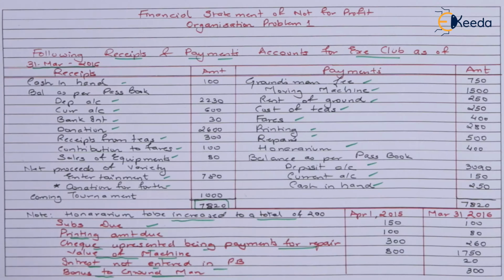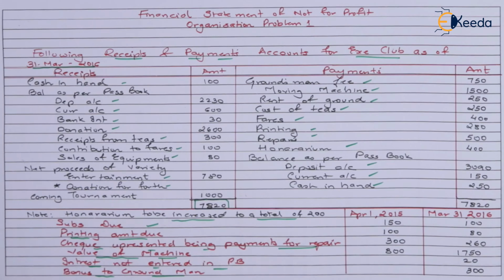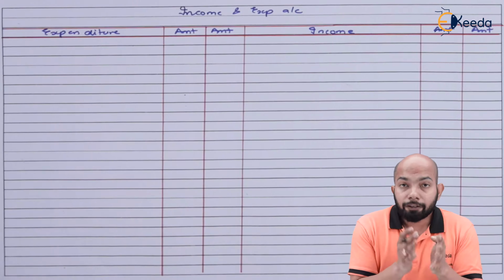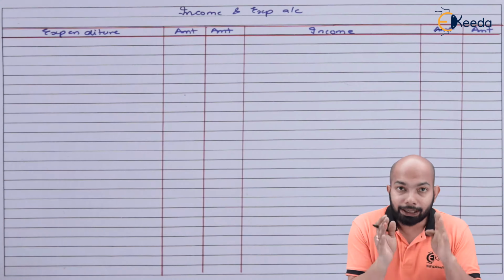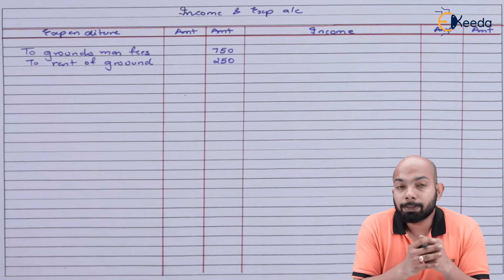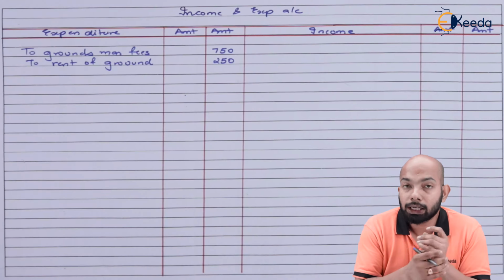Based on this, we're supposed to prepare the income and expenditure account, and after that the opening and closing balance sheets. So let's start with the income and expenditure procedure first. We have the expenditure and income sides. Let's put all the expenses down on the expenditure side. The first expenses are the groundsman's fees and the rent of ground, because there is no adjustment in them.